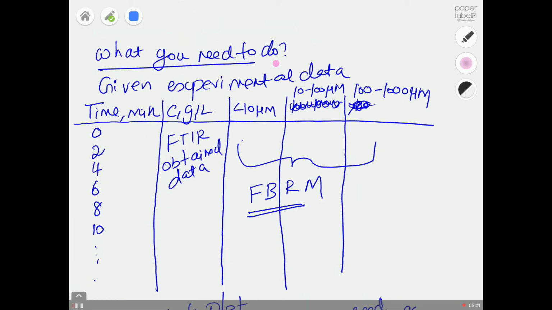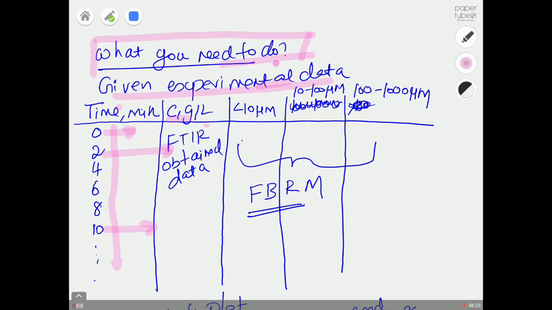So what you need to do, I'm going to give you the following data. That's why I put "given experimental data". I already converted the FTIR spectra into concentration. You will have some data like this: time expressed in minutes, and then the concentration of your paracetamol in the solution. At the 0th minute, what will be your concentration? At minute 2, what will be your solution concentration? At minute 10, what will be the concentration of paracetamol in the solution?